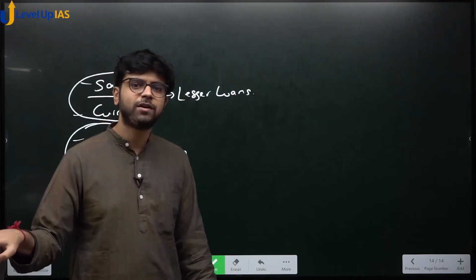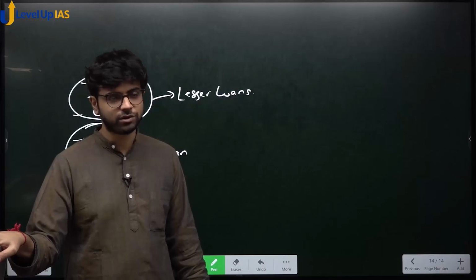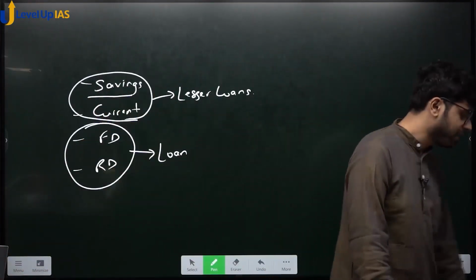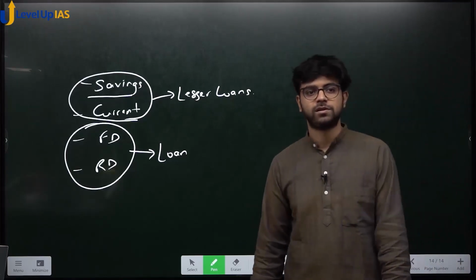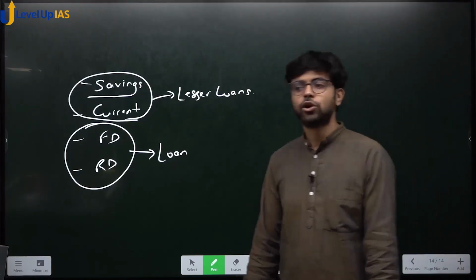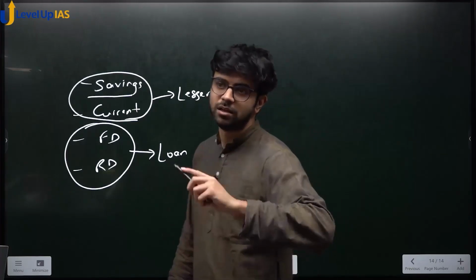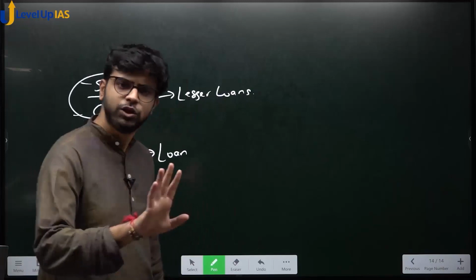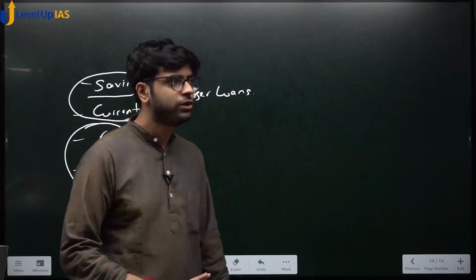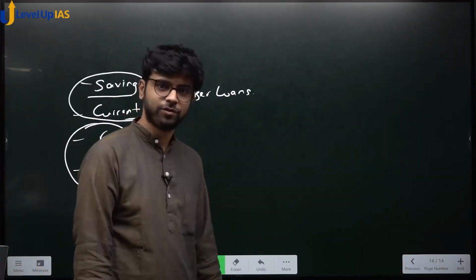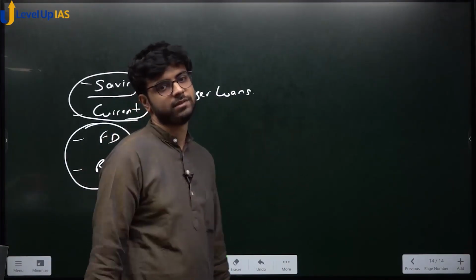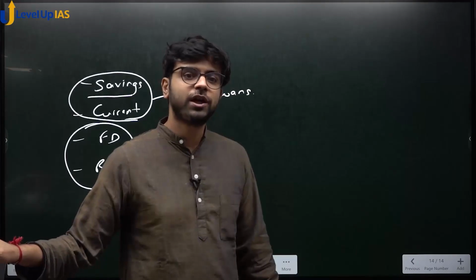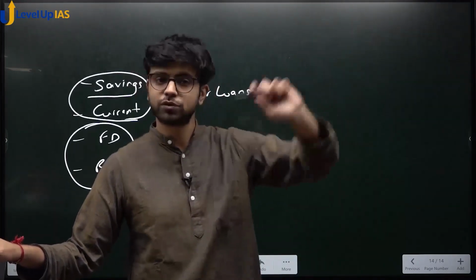See, I told you, one of the reasons for interest is to cover inflation cost. Do you remember one concept which we did in the very first lecture called opportunity cost? What is opportunity cost? The cost of not pursuing the second alternative. You have 5 lakh rupees. You can put it in bank FD or you can put it in shares. When you put it in bank FD, what is your opportunity cost? The return which you were supposed to get on shares.